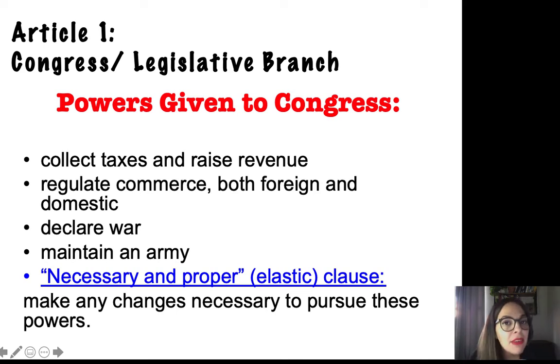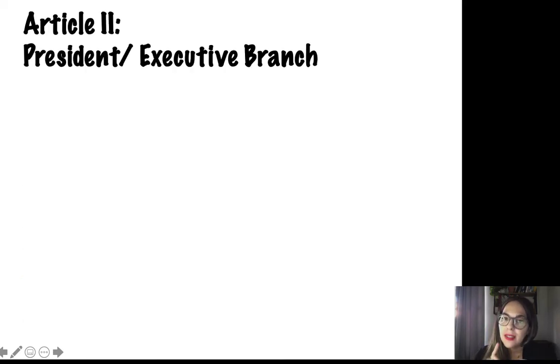Now, what is necessary and proper? Well, it's not very specific, right? It's kind of vague. And that's part of the plan, right? They didn't want to make this so restrictive that if something comes up 20 years down the road, they would have to have an actual amendment to the Constitution. They're basically putting this in there to give them that flexibility, which is why it's called the elastic clause. Unfortunately, though, it's going to bring some headaches down the road, but we'll talk about that later, right?